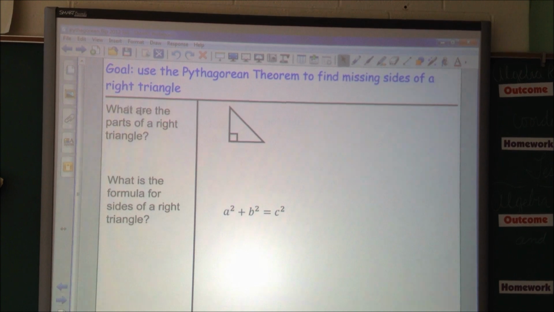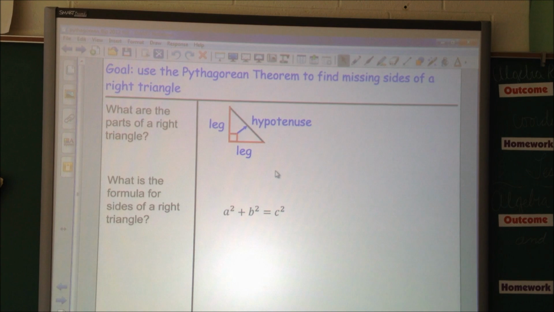And the parts of the right triangle, what are the parts of the right triangle? We have a leg, and we have a leg, and we know they're the legs because they are the two sides that form the right angle. And then we have this side of the triangle, which is the hypotenuse. And I can always find the hypotenuse because it's across from the right angle. So copy that down in your notes.